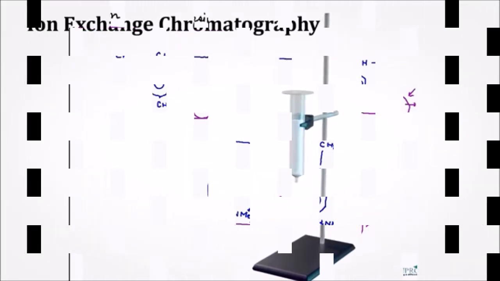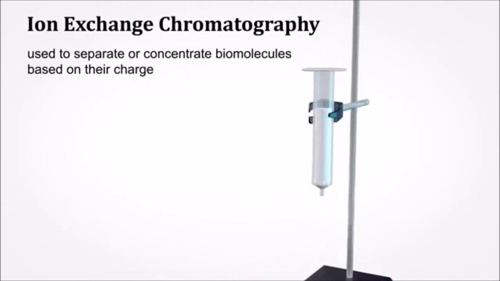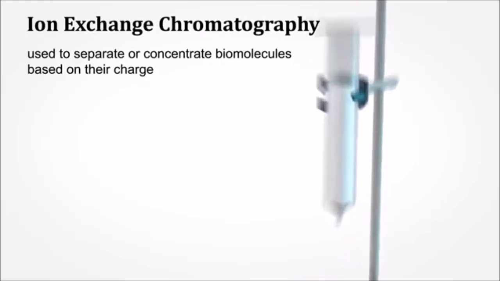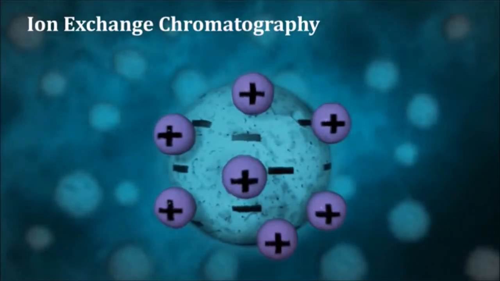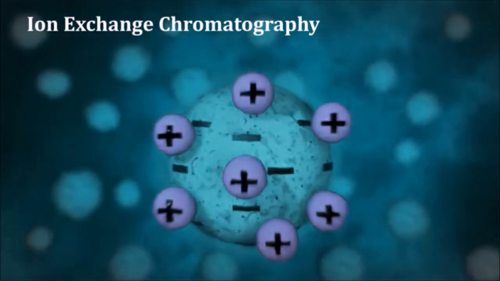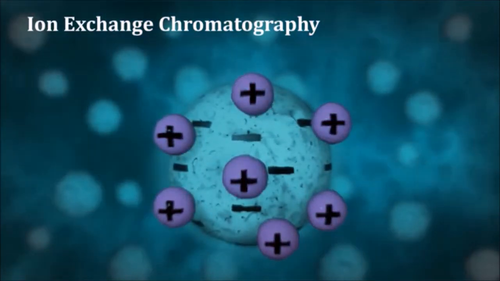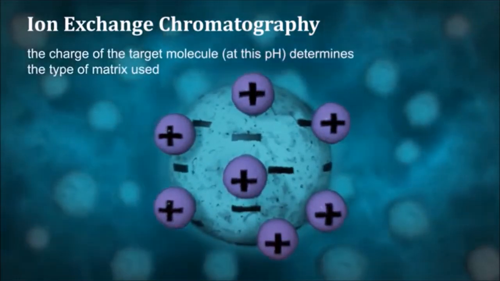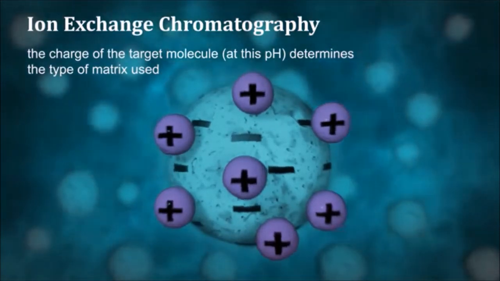Ion exchange chromatography is a method used to separate or concentrate biomolecules based on their charge. The stationary phase of an ion exchange column is a matrix which consists of insoluble charged polymers that contain loosely held ions that are exchangeable with the target molecule. The charge of the target molecule, which is pH dependent, determines the type of matrix used.